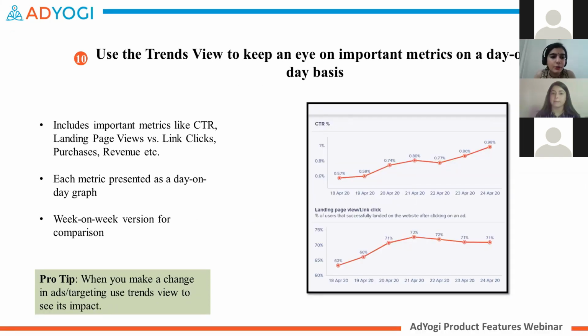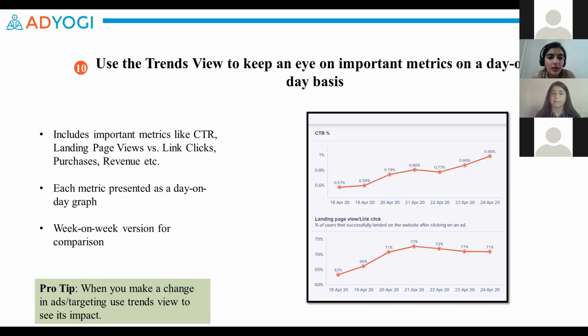Next is the trends view. The trends view contains a day-on-day graph of some very important metrics of the campaigns. For example, we have spends, revenue, add to cart, purchases, landing page views versus link clicks, etc. Checking this view on a regular basis can help us in ensuring that all numbers are progressing in the positive direction. In the image on the right, we can see that CTR for this particular brand has been constantly rising on a day-to-day basis. This means that all our efforts to increase the CTR have been very fruitful.